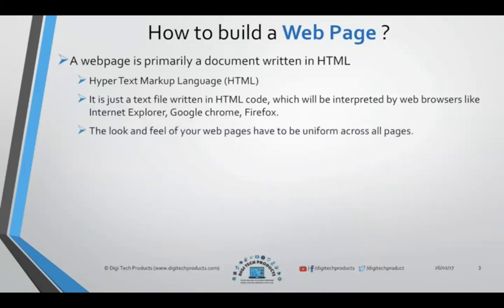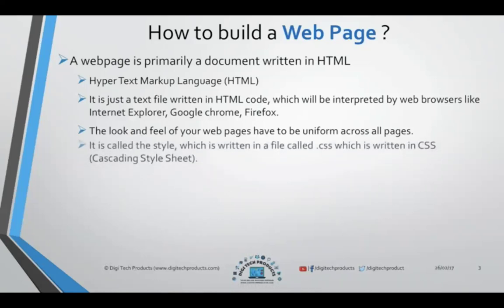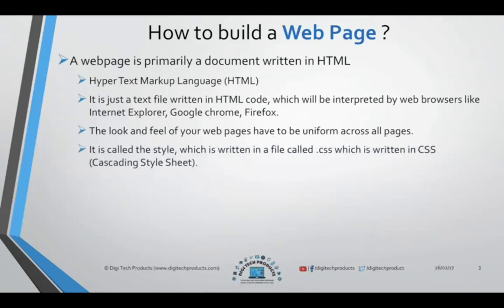The look and feel of your web pages has to be uniform across all pages. This is an important point. When there is a menu bar on the web page, when there is content in the bottom footnote, or there are text and color schemes, these are to be consistent and uniform across all pages. To achieve that, there is a system called CSS, Cascading Style Sheets.